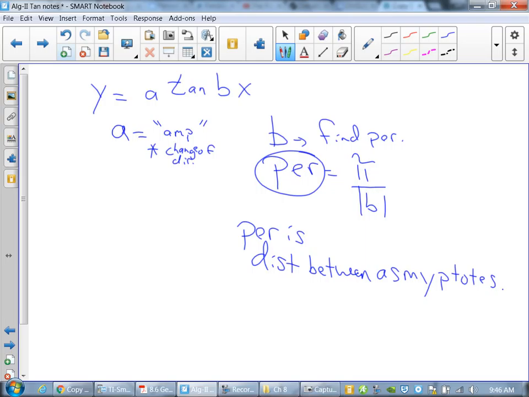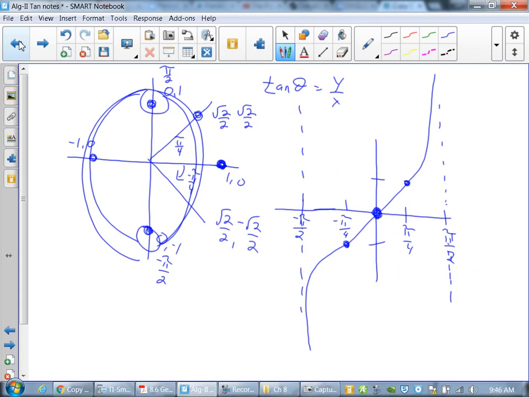With tangent, if you think back to the unit circle, half of the graph is up here, and the other half is here. When it crosses the origin, you get one half and the other half. So this side is half of the period, and this is the other half of the period, because of that.